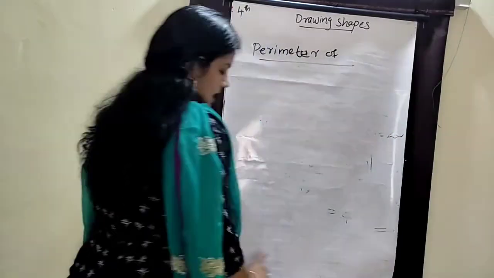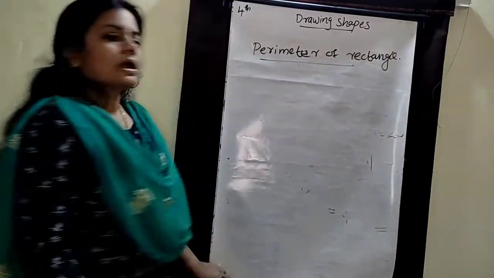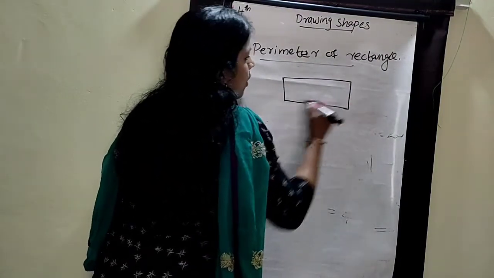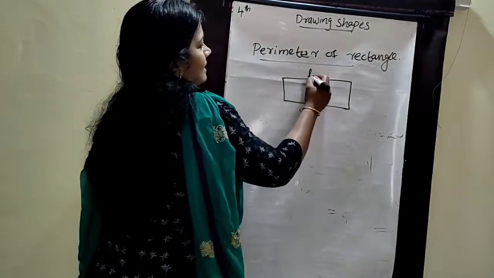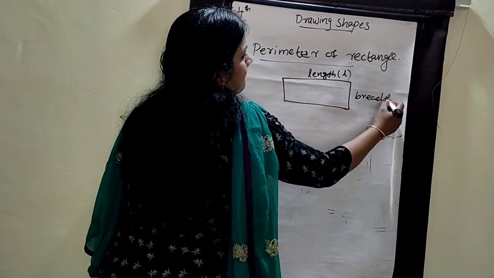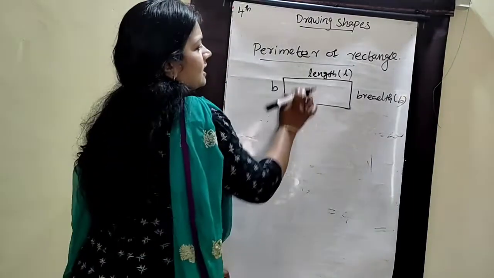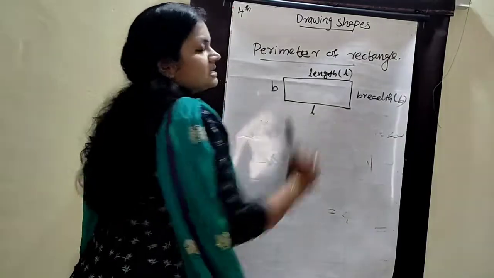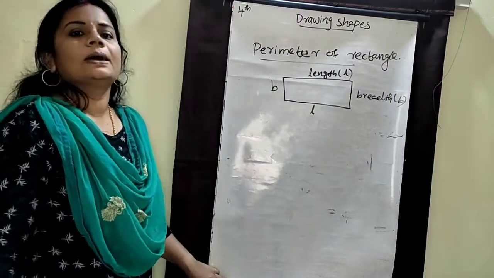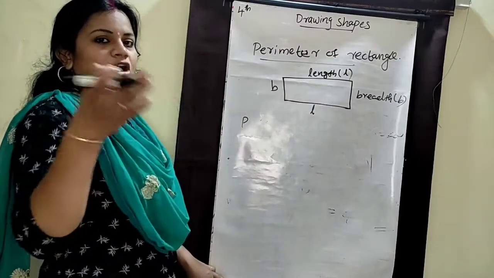Perimeter of a rectangle. We already learned the rectangle has 4 sides, and 2 opposite sides are equal. Length L, breadth B. This is also length, this is also breadth. How many lengths are here? 2 lengths. How many breadths are here? 2 breadths. Two opposite sides are equal is called a rectangle.